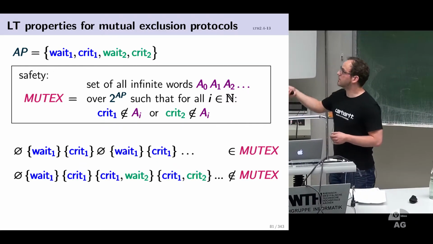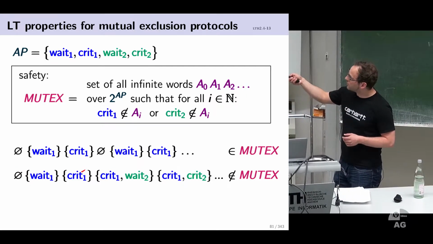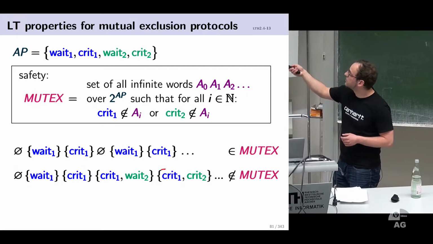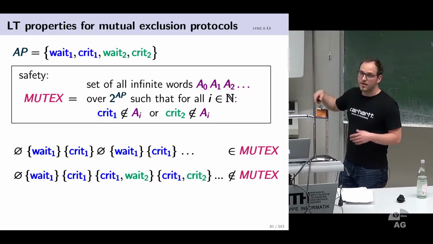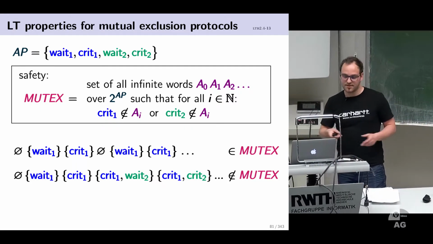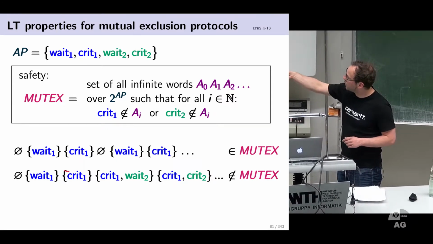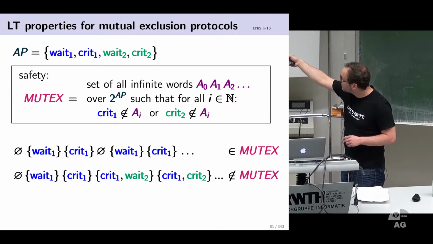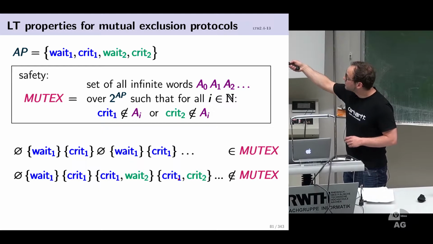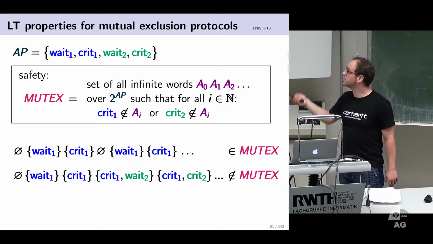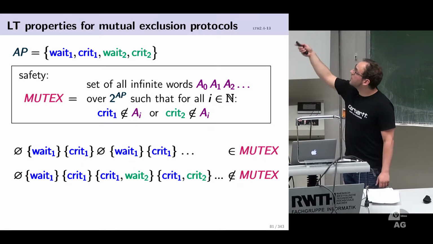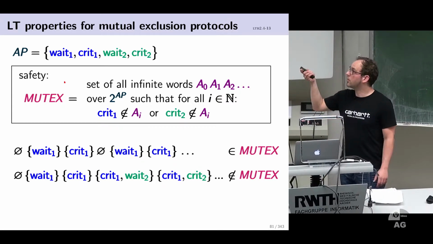Let's look at a second example. Empty set, wait 1, crit 1, wait 2, crit 1, crit 2. Well, obviously, this is not in our property because there is an element, it's A0, A1, A2, A3, A4, that contains crit 1 and crit 2. So this is not an element of our set of infinite words that we called mutex.